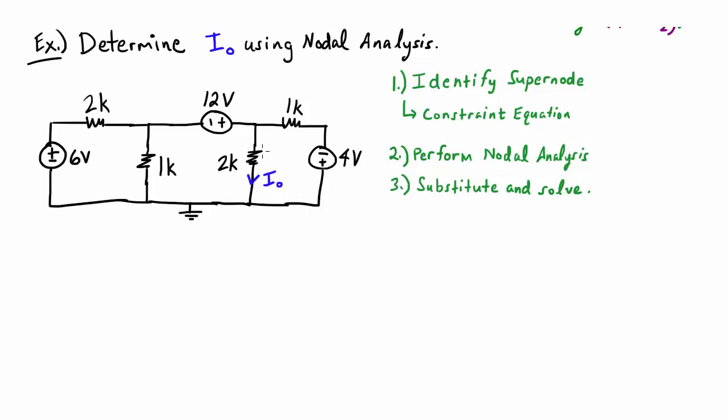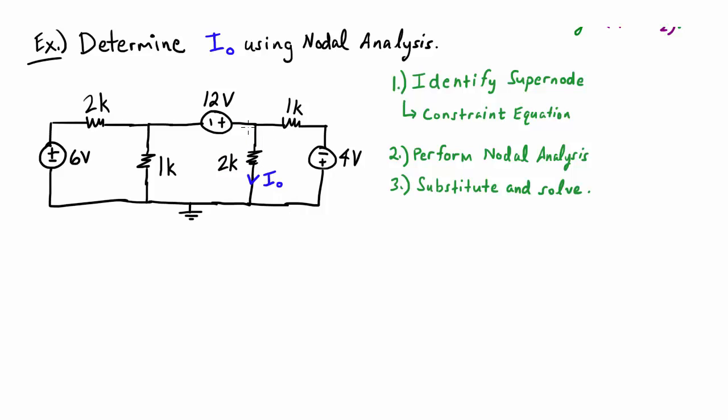Now, in this problem, I/O is going to be just some voltage over 2K. Now this voltage right here is going to be the voltage at this point in the circuit minus the voltage over here at this point. Now on the bottom it's just 0 volts because of the ground reference right here. So basically our mission becomes to find out the voltage at this node, because with that we can do this voltage minus 0 over 2K, and that's I/O.